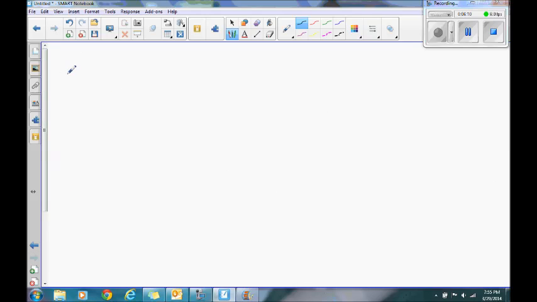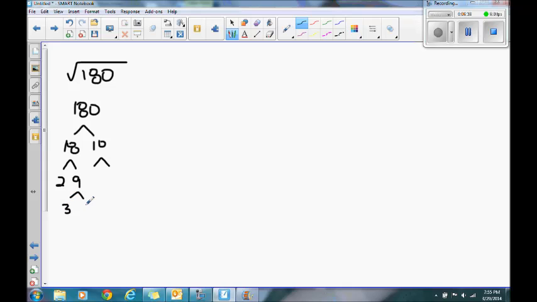If I have the square root of 180, I start by figuring out how 180 breaks down. I know it's the product of 18 and 10. Sorry, 18 and 10. I wrote it right, said it wrong. 18 is 2 and 9. 9 is 3 and 3. 10 is 2 and 5. And so I know 180 is built out of the product of those 5 numbers.